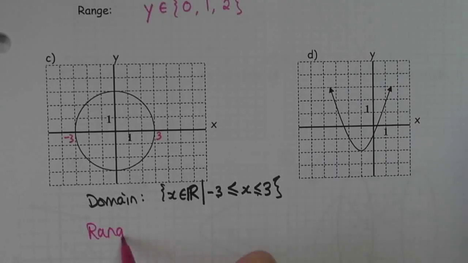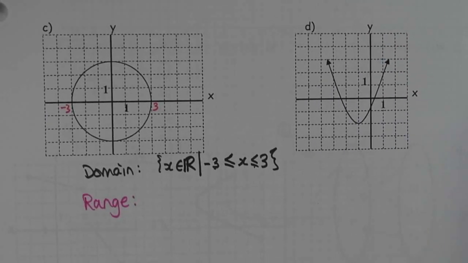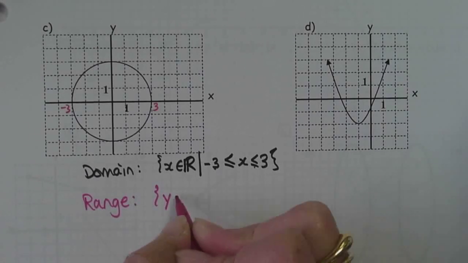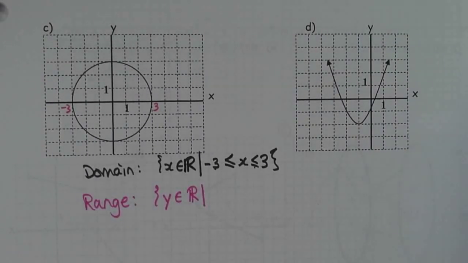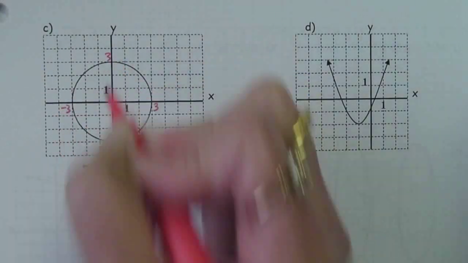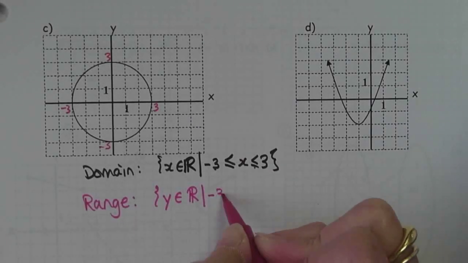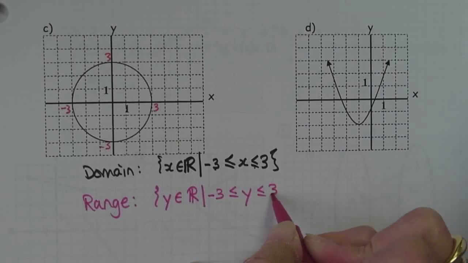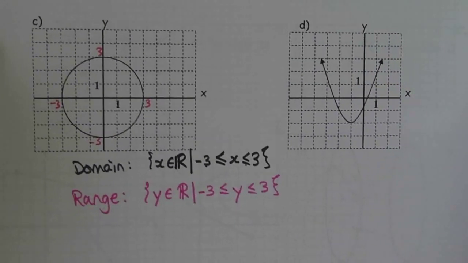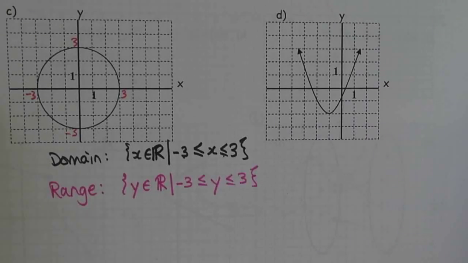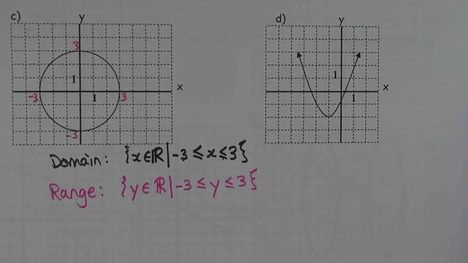Okay, let's do the range. So for the range, we're going to do y is an element of the real numbers. And again, let's look. The y is going from over here, again, -3 and 3. From the top point to the bottom point, and this is easier now because we just did it. So it's going to be from the -3 to the 3, and you put the y in between.